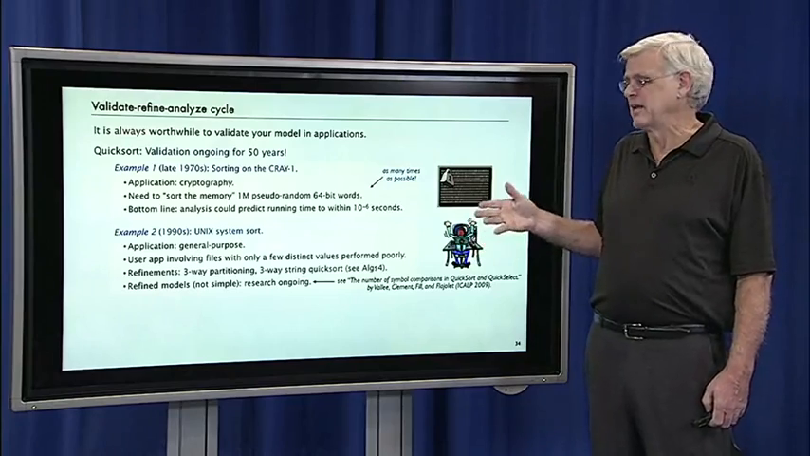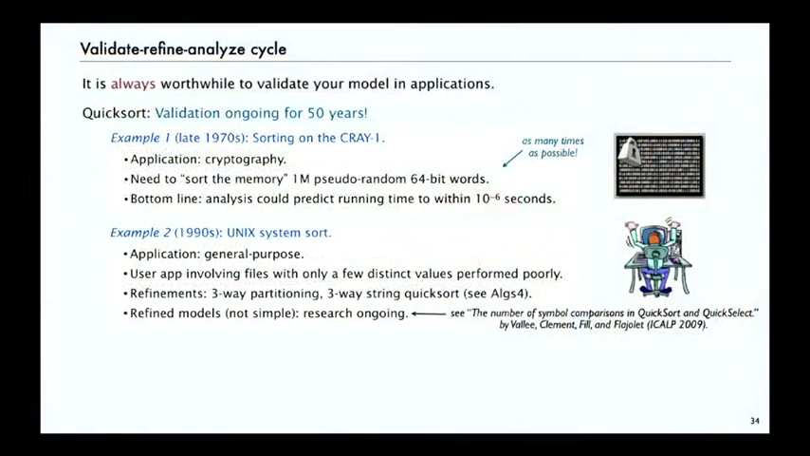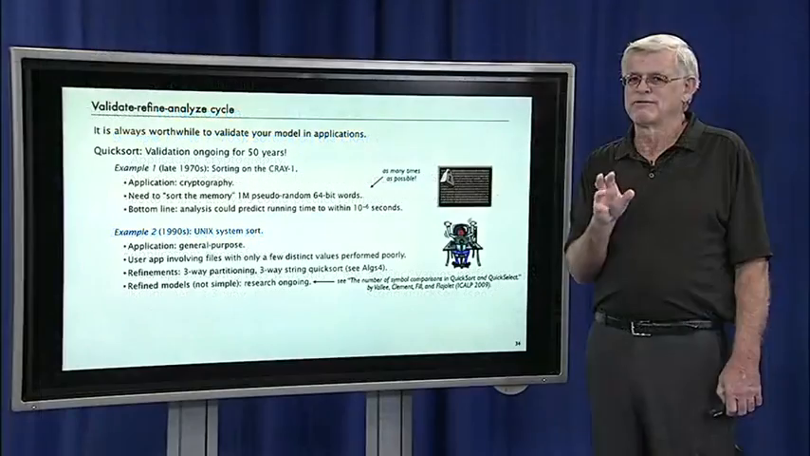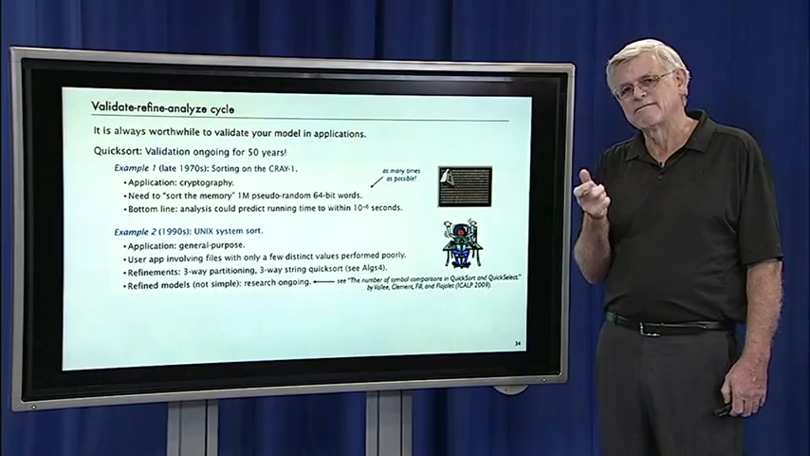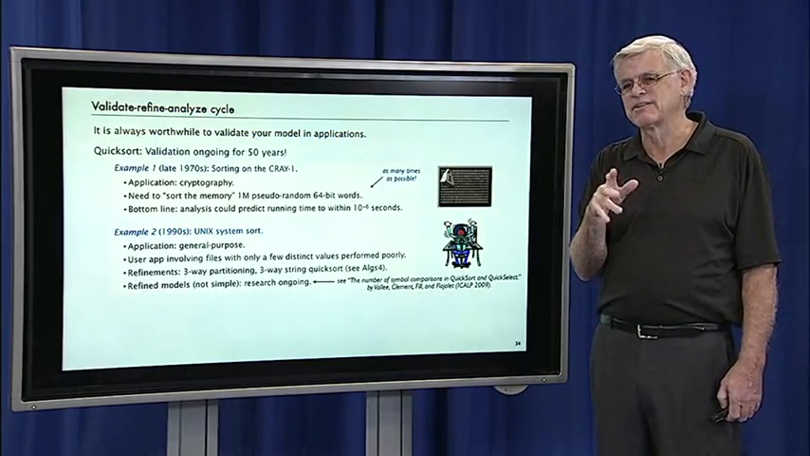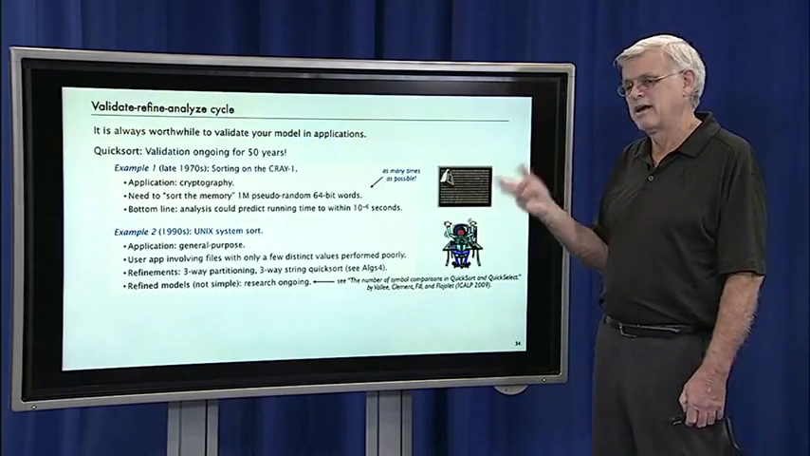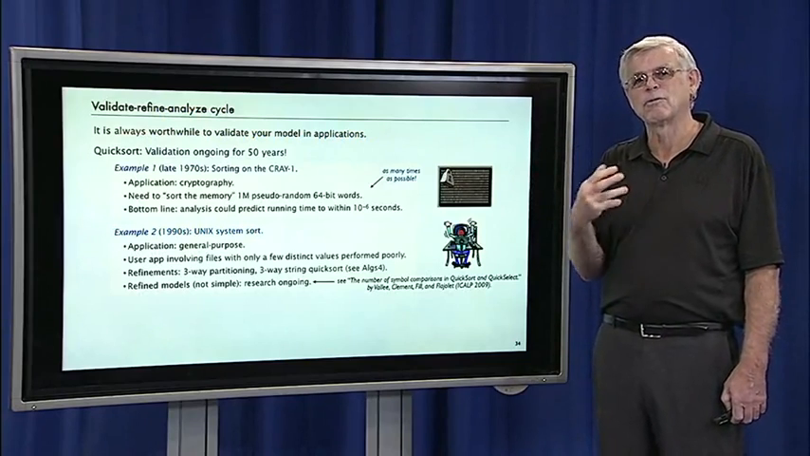Another example came along in the 1990s when Quicksort was used as the Unix system sort. And this code is still around, and people were very interested in having a general purpose library sort that everyone could use. And what happened was that a user came along and had an application that violated one of our assumptions. He had files that had only a couple of different distinct values in it, and his application performed poorly.